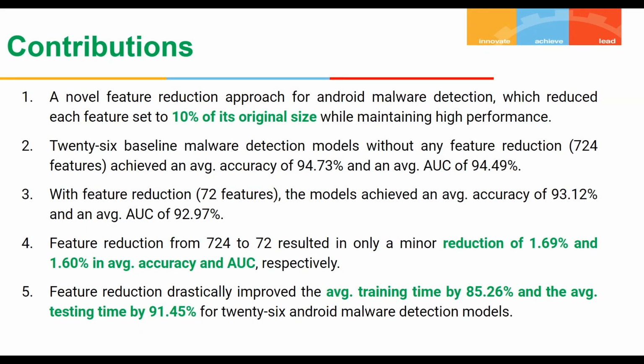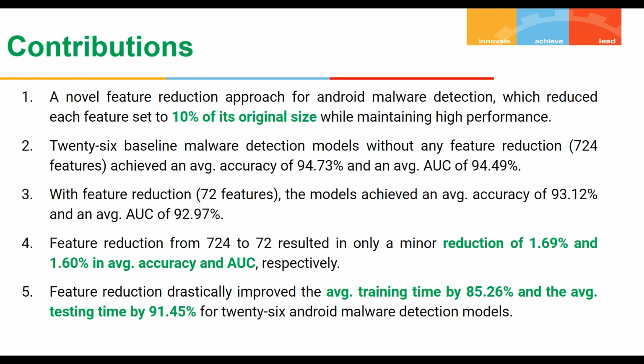So the contributions of our work are as follows. We propose a novel feature reduction approach which reduces each feature set to 10% of its original size while maintaining high performance. We built 26 baseline malware detection models without any feature reduction using 724 features, and we achieved an average accuracy of 74.7% and average AUC of 94.49%.